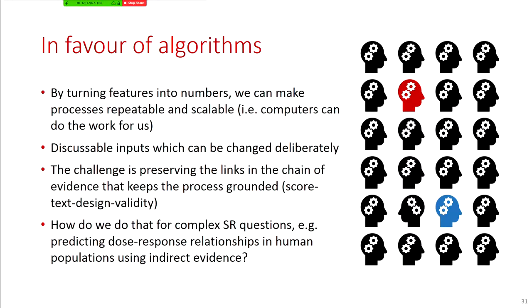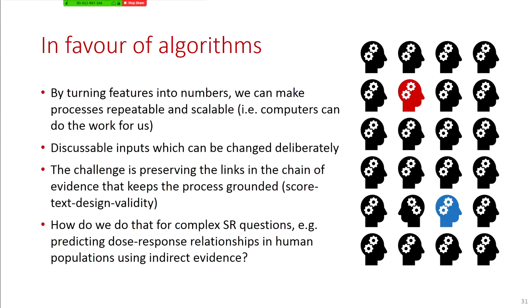So basically, we need to turn features into numbers so we can make processes repeatable and scalable, so computers can start doing the drudge work for us, which is beyond the number of computations a small group of, say, 3 or 4 people can undertake over a 2-year period, right?